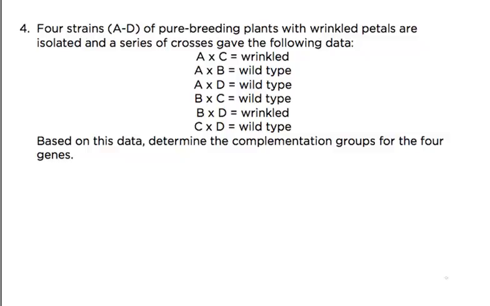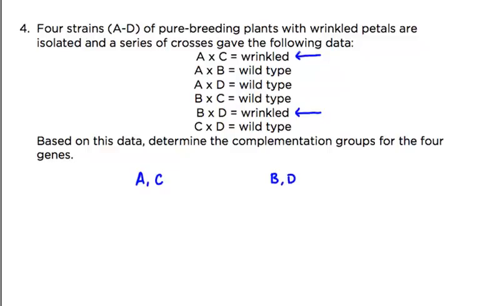So this is kind of similar to the previous problem in that strains that are not in the same complementation group will complement each other to give the wild-type phenotype. So what we're looking for is the non-wild-type phenotype. So we're looking for wrinkled. So you see A complemented with C gives wrinkled, and also B complemented with D gives wrinkled. So based on this data, we would say that A and C is in one complementation group, and B and D is in the other complementation group.